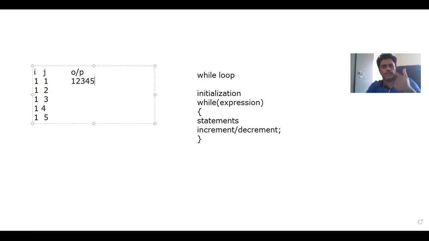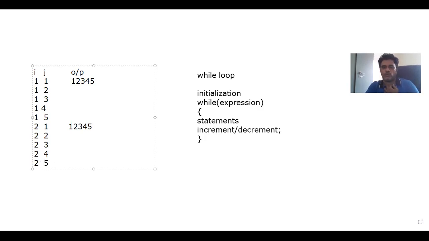So here, J value is breaking now because I have specified J less than or equal to 5. So it's coming out of the loop. So now here I value gets incremented. So this is 2. Again, J value becomes 1. And now the output is again 1. The same way, 2, 2, 2, 3, 2, 4, 2, 5. And the outputs will become 1, 2, 3, 4, 5.